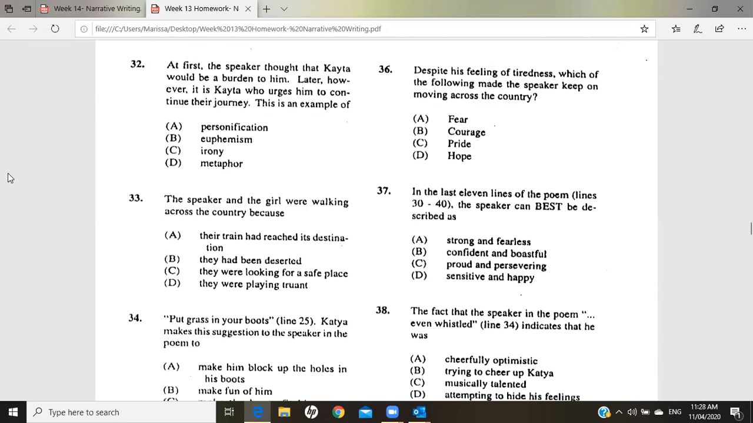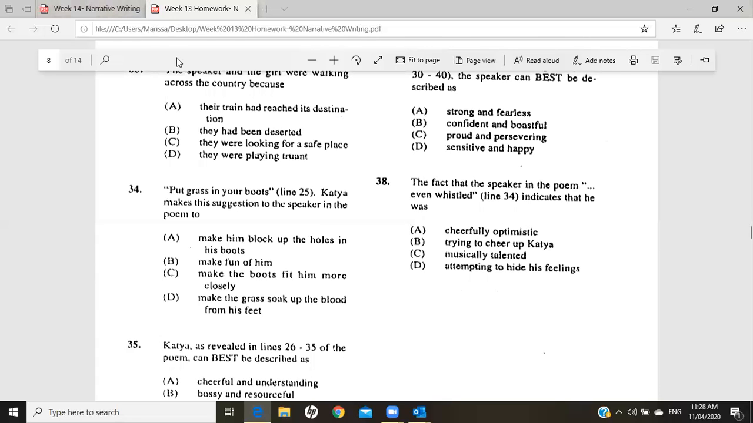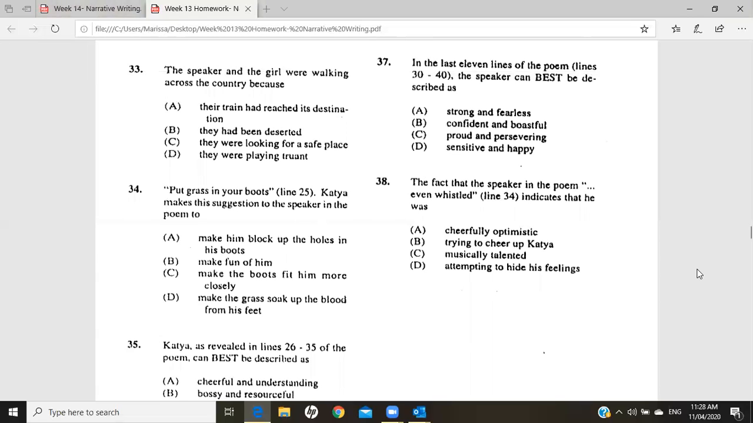37 says, in the last 11 lines of the poem, the speaker can best be described as what, Lena? So coming on to the end, how was the speaker? He was proud because they mentioned his pride, but he was persevering in that he wanted to continue the journey. And 38, the fact that the speaker in the poem even whistled indicates that he was what, Joshua? Why did he whistle? Oh, the answer for 38 was D. Yes, he was attempting to hide his feelings. Sometimes when you're feeling a particular way, you might do an awkward whistle, you might sing a line from a song. So the answer is D, he was attempting to hide his feelings.